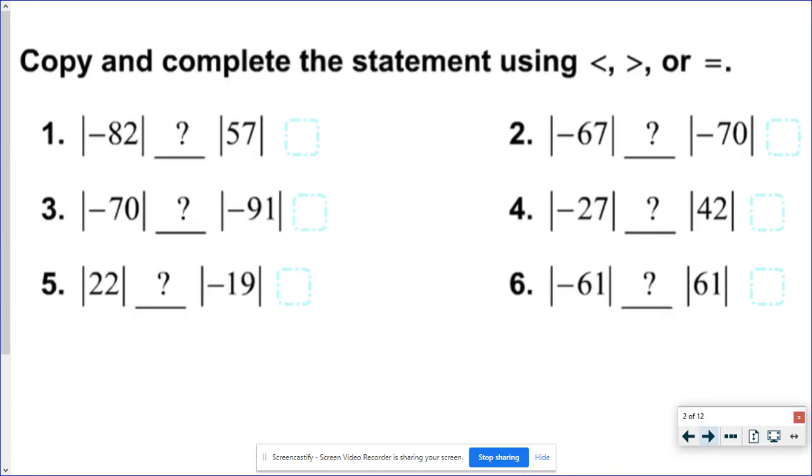You should also be able to compare numbers that have absolute value on them. So for instance, in number 1, the absolute value of -82, that's just 82. The absolute value of 57, again, not negative, that's just 57. And 82 is bigger than 57. So we would get a greater than sign on that one. I don't think we need to do all 6 of these. However, I do want to mention on number 6, the absolute value of -61 is positive 61. The absolute value of 61, also 61. Those two are going to be equal.